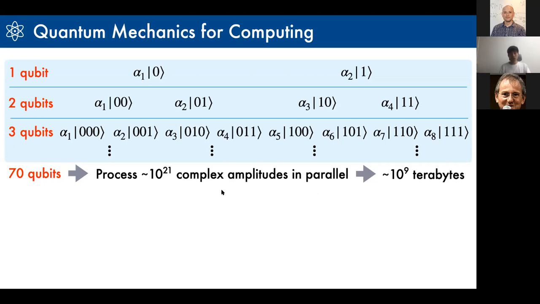So that means we can process such a large number of complex amplitudes in parallel by doing quantum computing. If we convert this to a unit that we're familiar with, it's like 10 to the 9 terabytes. If we want to use a classical computer to express what's happening with 70 qubits, first of all, you need enough memory to store this much information, because there are just so many complex amplitudes to be stored. So you can already guess that quantum computing should be really powerful.